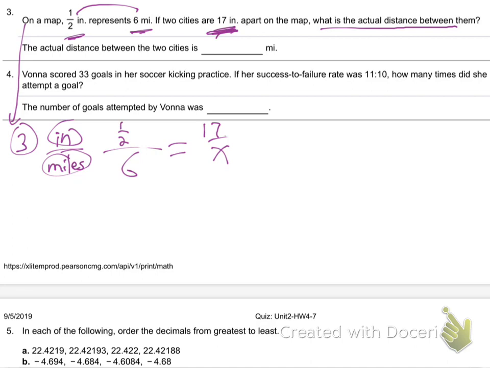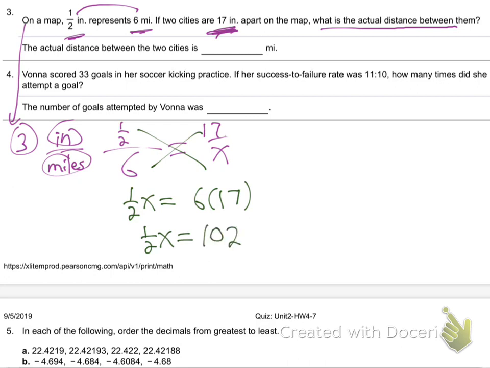How do we solve that? Well, we diagonal, cross multiply. A half times x is 6 times 17. A half times x is, what is that, 60 and 42, 102. And now what's the final step to solving for x? X is saying, I want to be alone. Get rid of this half. Well, you got to multiply both sides by 2 because that's 2 over 1 and it'll cancel that out. And this side will be 204. So x is 204. It's 204 miles.